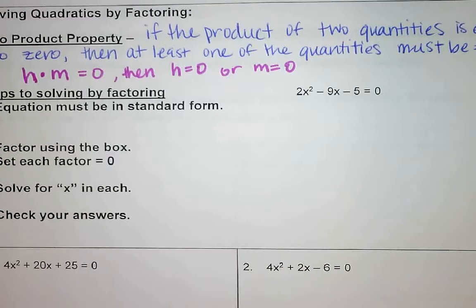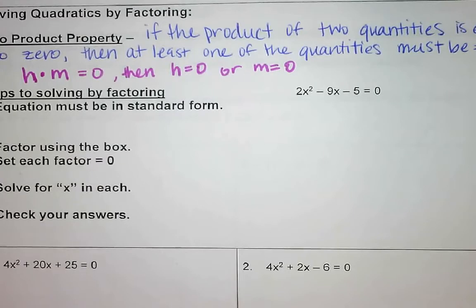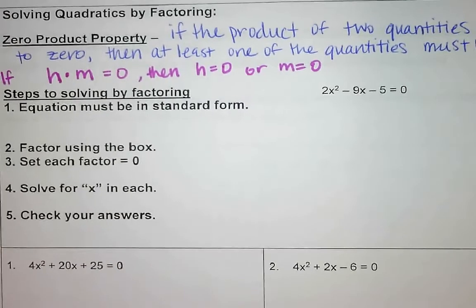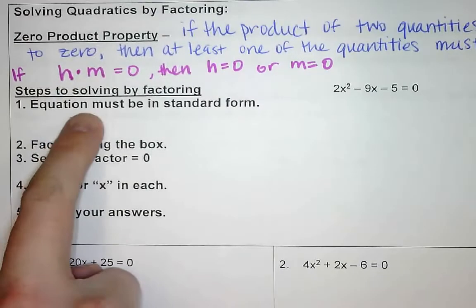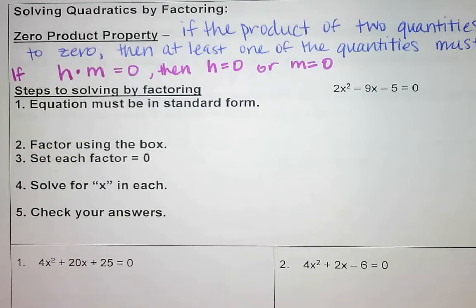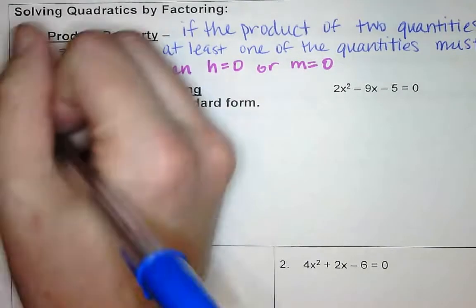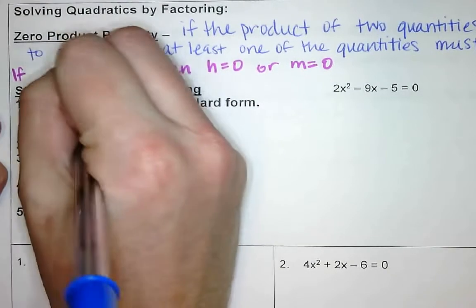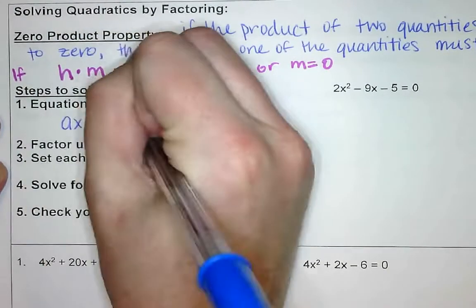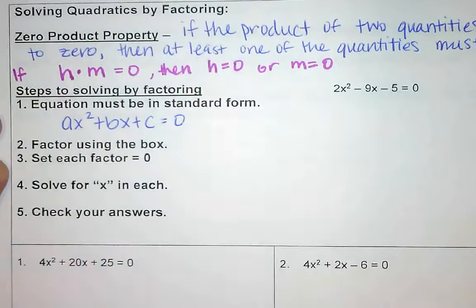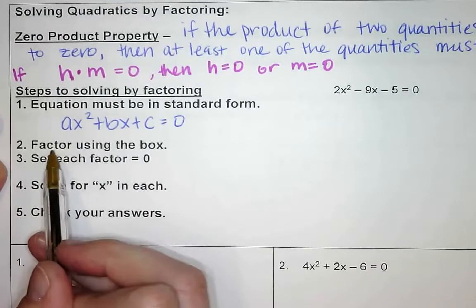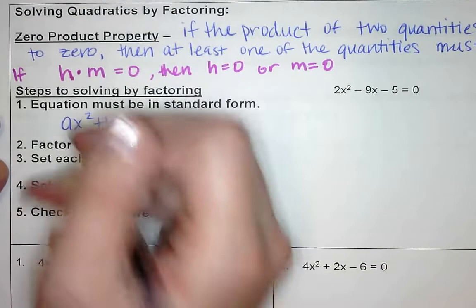So over here, the very first step says the equation must be in standard form. Standard form is ax squared plus bx plus c equals 0. And then I accidentally wrote here, it says factor using the box. Scratch that out. You don't use the box. You are honors. So just factor, all right? Is that cool?